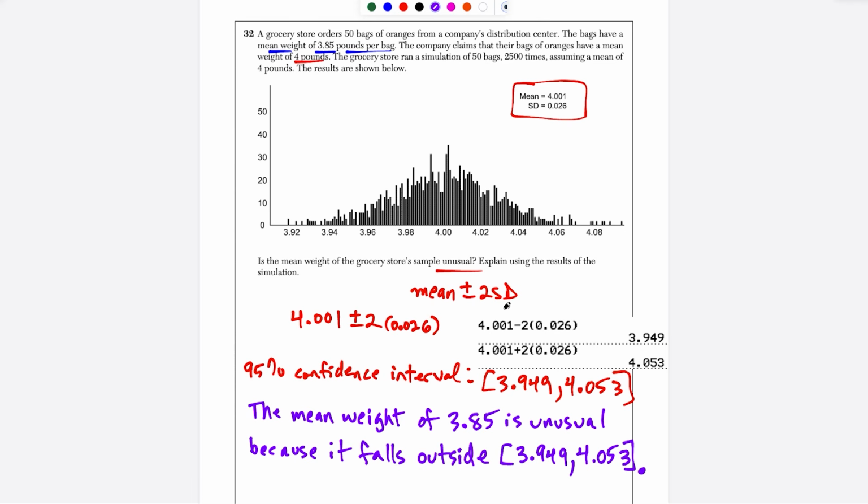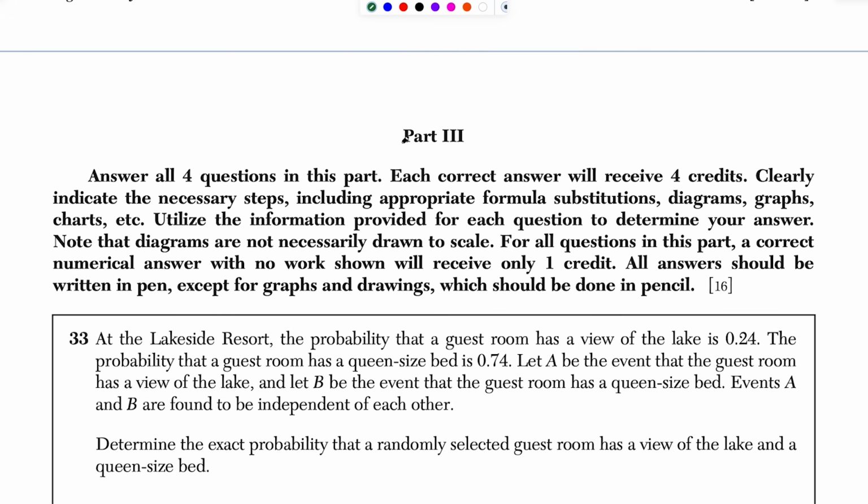Now, one more thing I want to point out, I did see a sample response where a student wrote something that was really, really cool. They mentioned that 3.85 doesn't even show up in the simulation. Notice that 3.85 is not even one of the entries here. So the fact that that value doesn't even show up says that it's not going to fall within the 95% confidence interval. And that's a very short response, but this is a 2-point question, and that response would also get full credit. So now we're moving on to part 3.